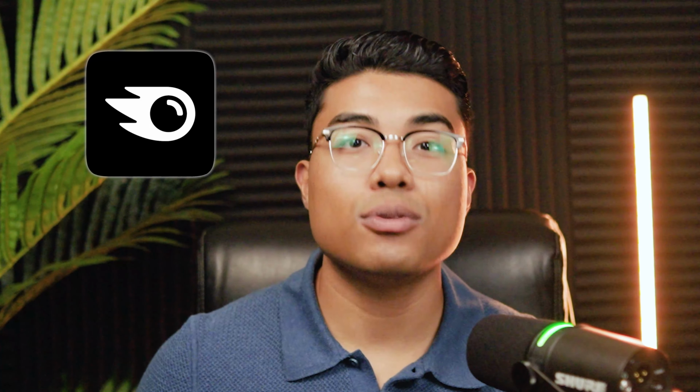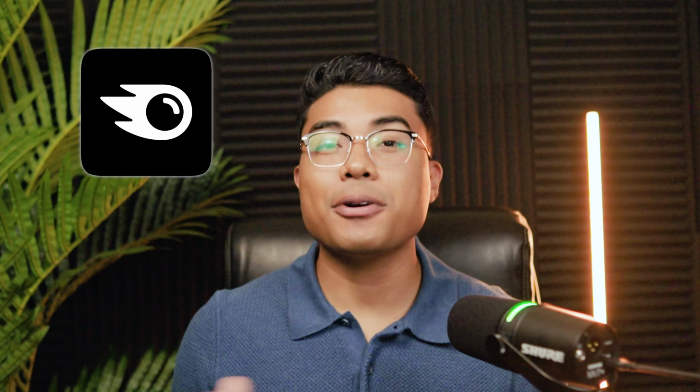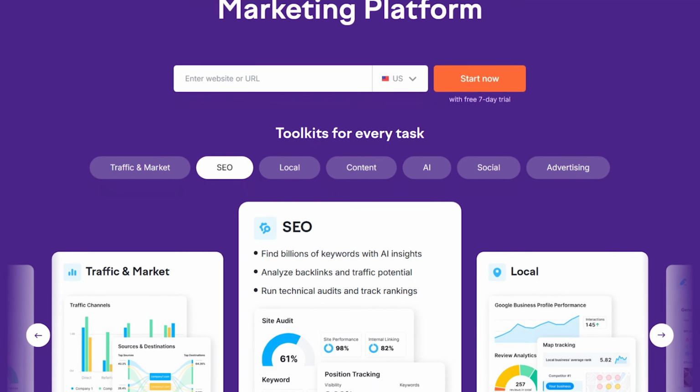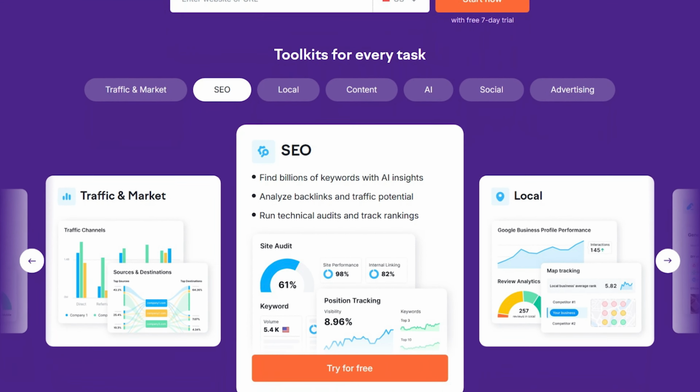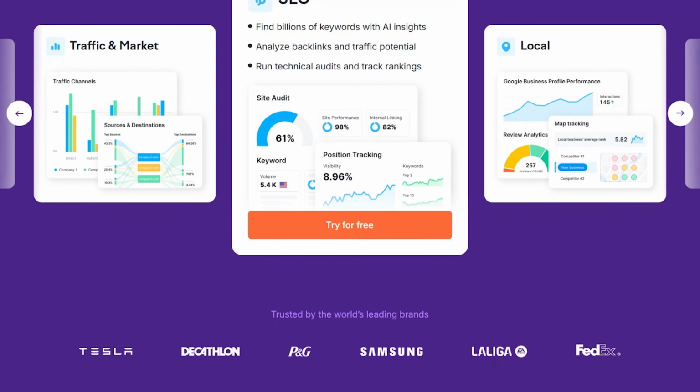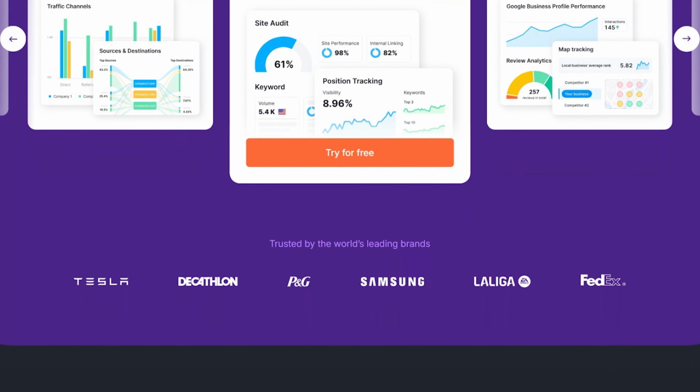The trick is knowing how to find those keywords and how to tell the good ones from the junk, and that's where Semrush comes in. So what is Semrush and how can it actually help you? Semrush is an all-in-one digital marketing platform that helps you do things like analyze your competitors, track your rankings, audit your site, and most importantly for today, find powerful keywords.